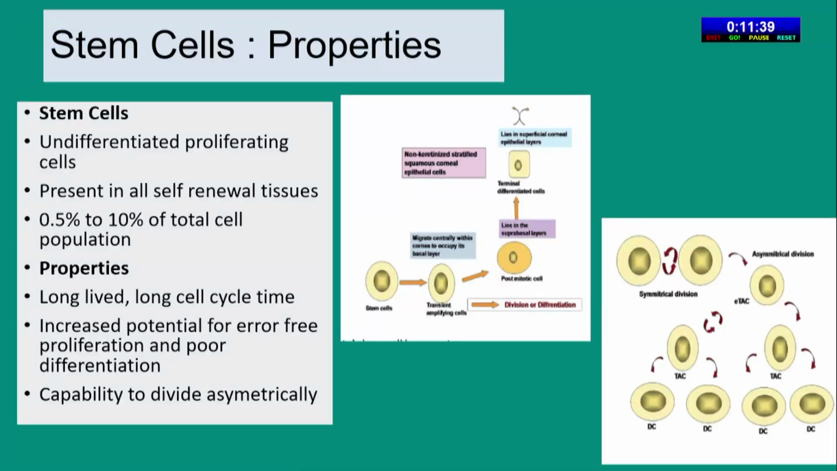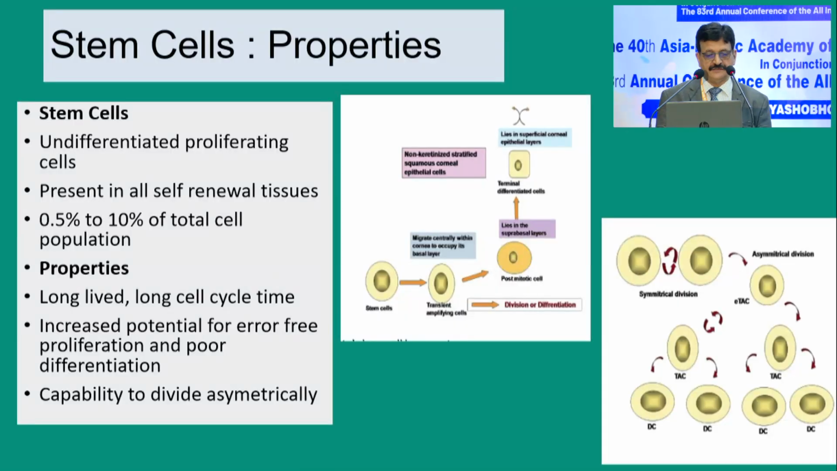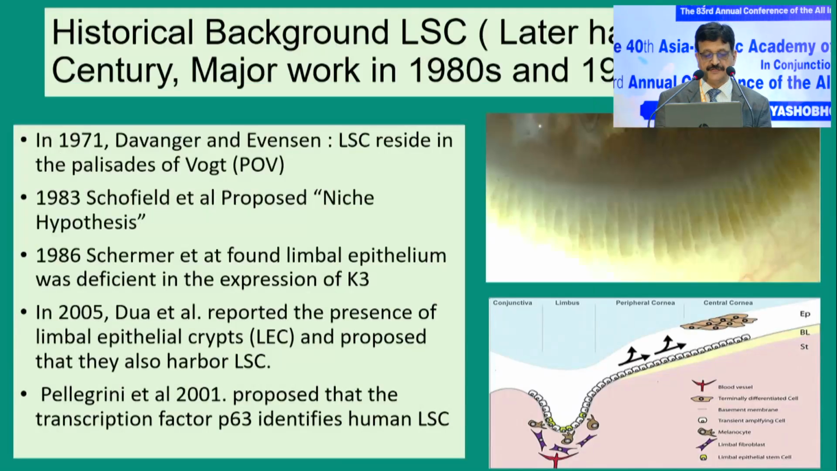We are all aware of the stem cell properties: they are undifferentiated proliferating cells present in self-renewing tissues, and they have a long life, a long cycle time, and the capacity to divide asymmetrically.